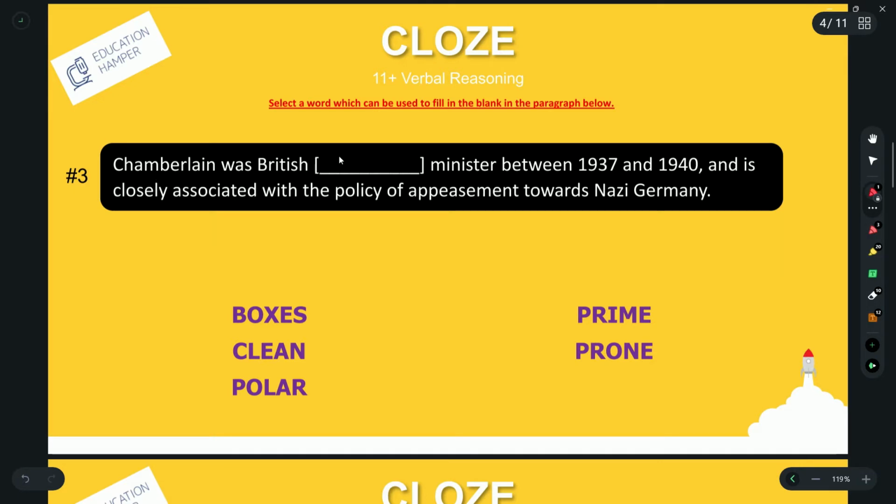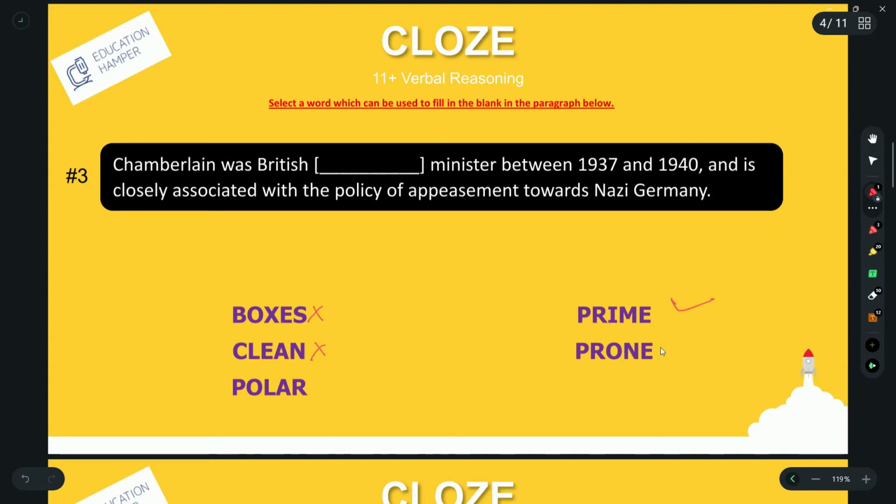We probably need to find a context here. Boxes minister doesn't seem to make sense. Prime Minister. Now, the Prime Minister is the main leader of the UK government or the British government in this context. So that could be a word that could fit there, Prime Minister. Clean Minister between 1937 and 1940. Perhaps he was a clean minister, but it doesn't really fit with creating policies of appeasement. He needs to have quite a powerful position, and I guess he can take a lot of showers and baths, but I don't think it fits the context of this sentence.